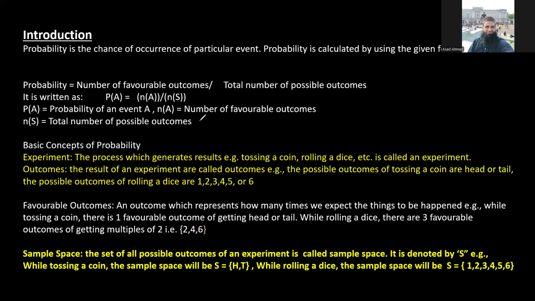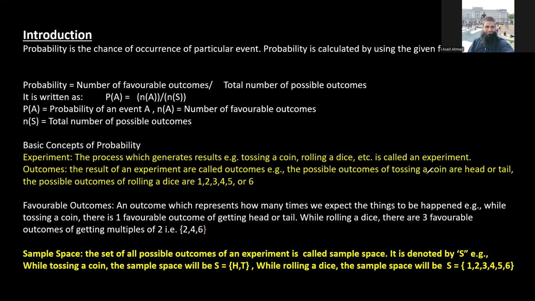Then the basic concept of probability is experiments; we use the word experiment for each question. What is meant by the word experiment? It is the process which generates results, for example, tossing a coin, rolling a dice, etc. is called an experiment. Outcomes means whenever we perform an experiment, there will be some results coming out of the experiment. The results of an experiment are called outcomes.